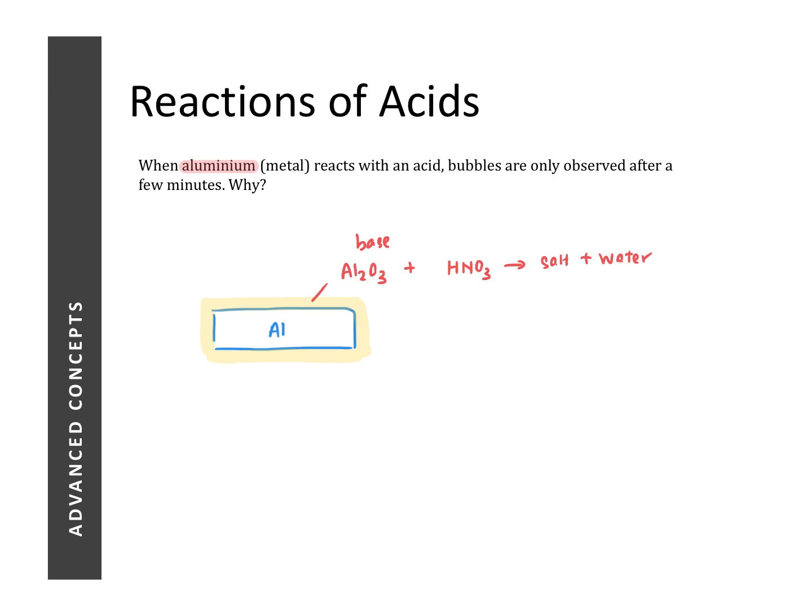So it's only when your oxide layer has been fully reacted, only then can your aluminium react with your nitric acid to produce hydrogen gas. So you have to wait about a few minutes for your oxide layer to be completely reacted with the acid before your metal reacts with the acid to give you hydrogen gas.